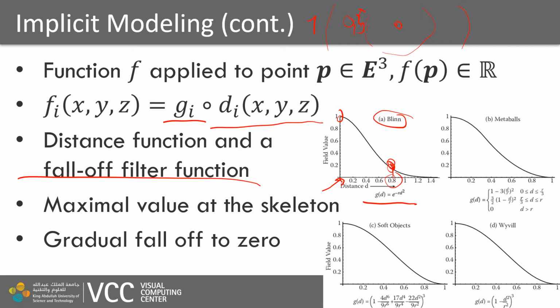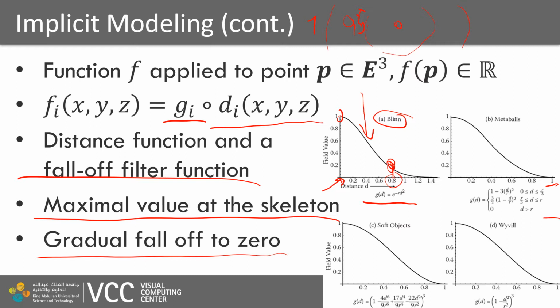So maximal value will be at the skeleton, and there will be a gradual fall to 0. If we look at the Blinn kernel, the Gaussian kernel, it has an infinite support, so it's not 0 anywhere. For practical purposes, it is advantageous if we have some fall off to 0, and at some distance, like distance 1, we will have value 0, and for larger distances, there will be a value 0 as well.